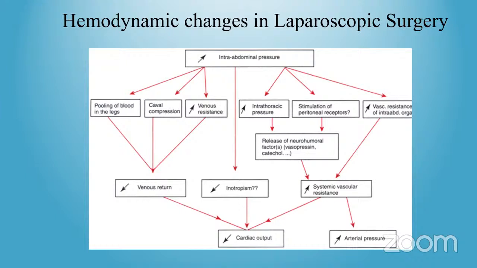So how much should be the ideal pressures? The pressure should be maintained below 15 mmHg. Usually the insufflation pressures are between 10 to 12 mmHg, sir.